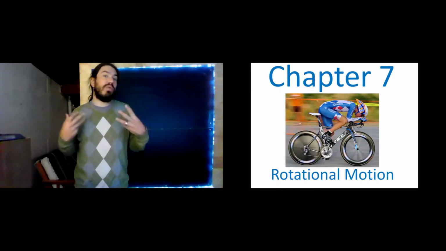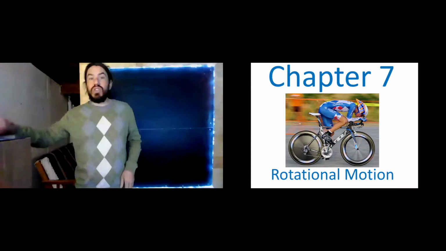Everything we've talked about so far has been a straight line, right? In other words, we've never talked about objects rotating. We've always talked about just objects going somewhere. They can have a curved path, right? Or go in a circle, right? But that's different from the object itself rotating. The object itself moving in a circular path is different from the object itself rotating. And so that's what we're going to add in this chapter.